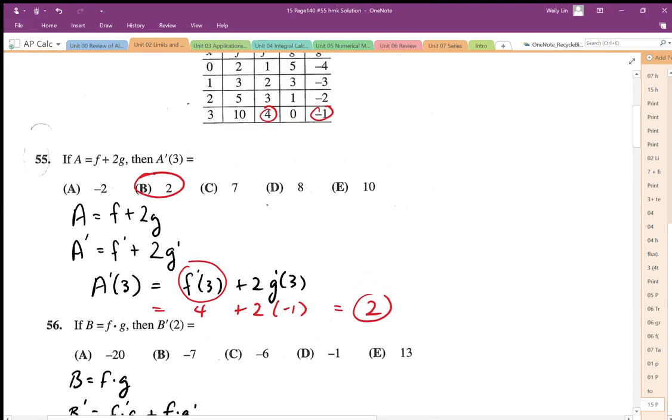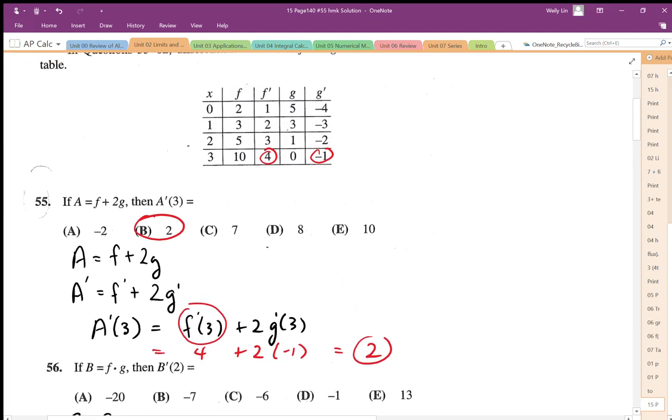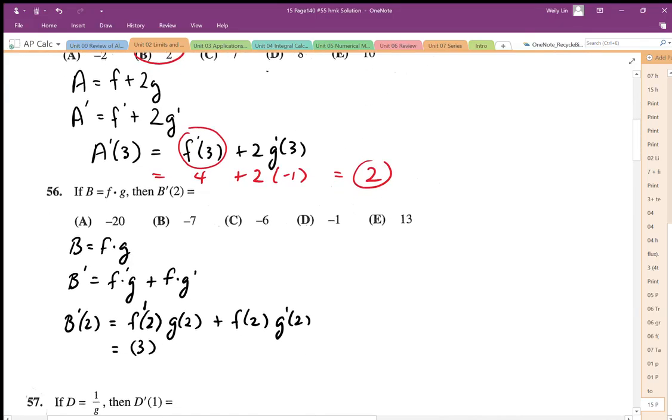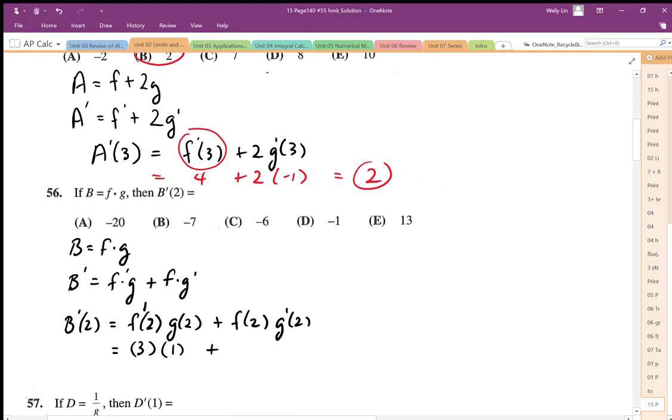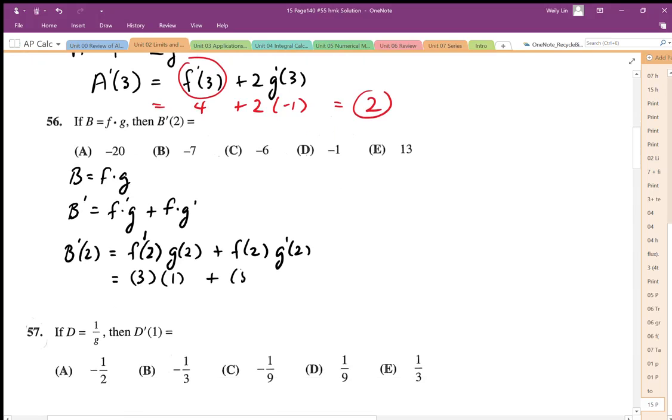G at 2, not g prime, but g at x equals 2 is going to be 1. So basically I need these values here. At x equals 2, I need f prime, g prime. So g at 2 was equal to 1 plus f at 2 was equal to 5, and g prime was negative 2. So times 5 times negative 2, this becomes 3 minus 10, that's equal to negative 7. So the answer is B.